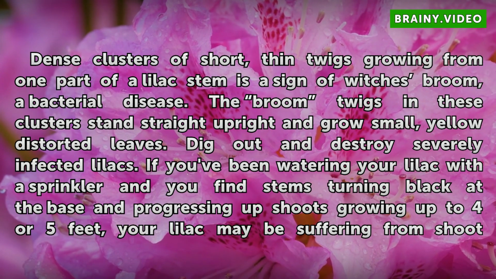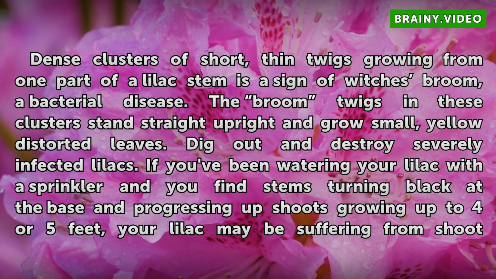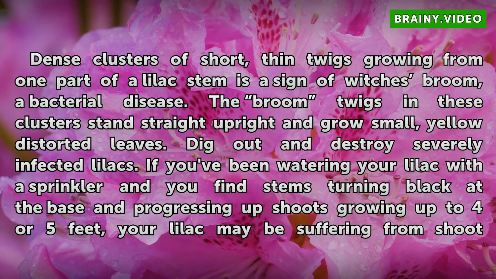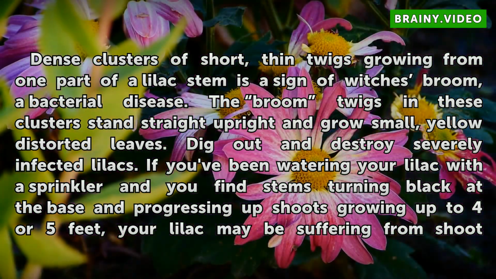Dense clusters of short, thin twigs growing from one part of a lilac stem is a sign of witch's broom, a bacterial disease. The broom twigs in these clusters stand straight upright and grow small, yellow, distorted leaves. Dig out and destroy severely infected lilacs.